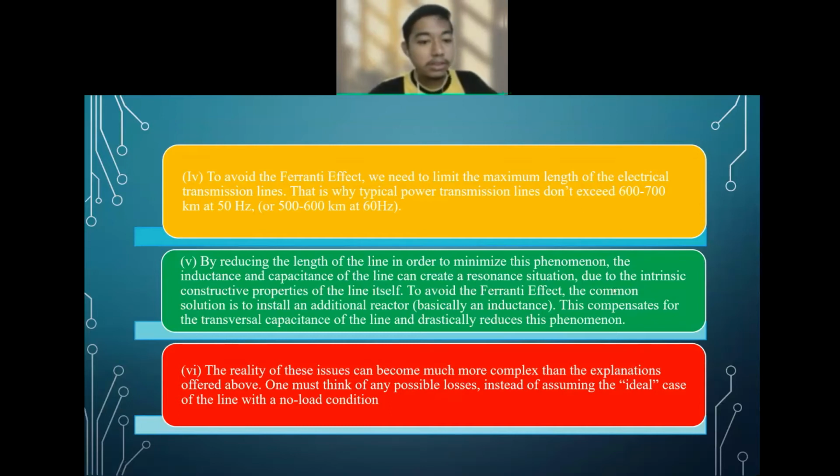Next, by reducing the length of the line in order to minimize the phenomenon, the inductance and capacitance of the line can create a resonant situation due to the intrinsic constructive properties of the line itself. To avoid the Ferranti effect, the common solution is to install an additional reactor, basically an inductance. This compensates for the transversal capacitance of the line and drastically reduces this phenomenon. And lastly, the reality of this issue can become much more complex than the explanation offered above. One must think of any possible loss instead of assuming the ideal case of the line with a no-load condition.